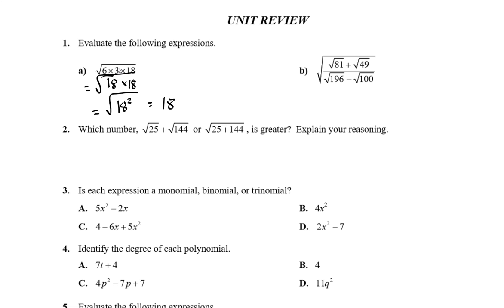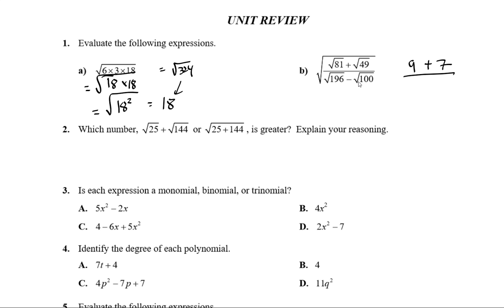We could multiply 6 times 3 times 18 and say that's the root of 324 and punch it into our calculator, but we would still get 18. For B, the root of, and then this whole big mess in here. So on the top we have root 81. The root of 81 is 9. 9 times 9 is 81. And the square root of 49 is 7.